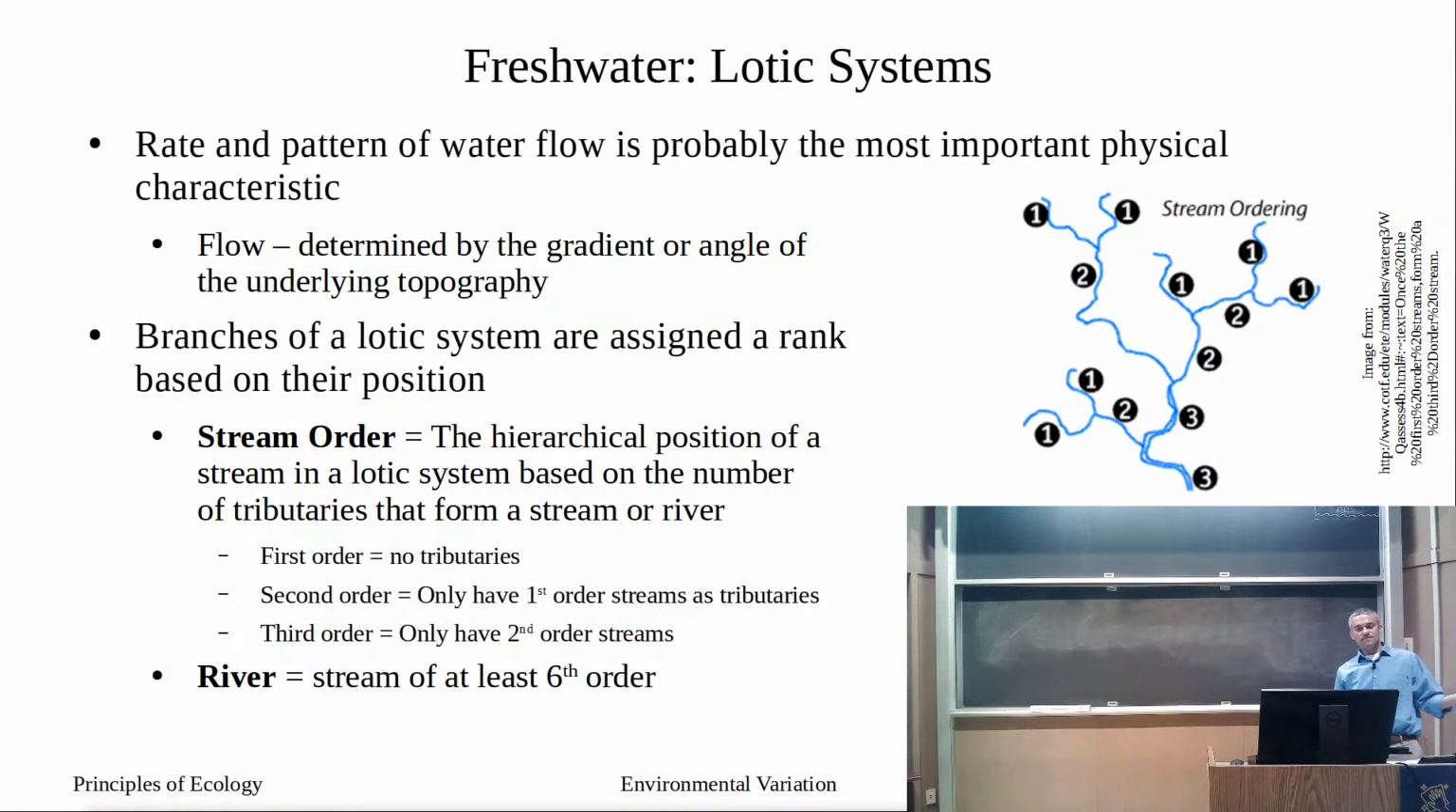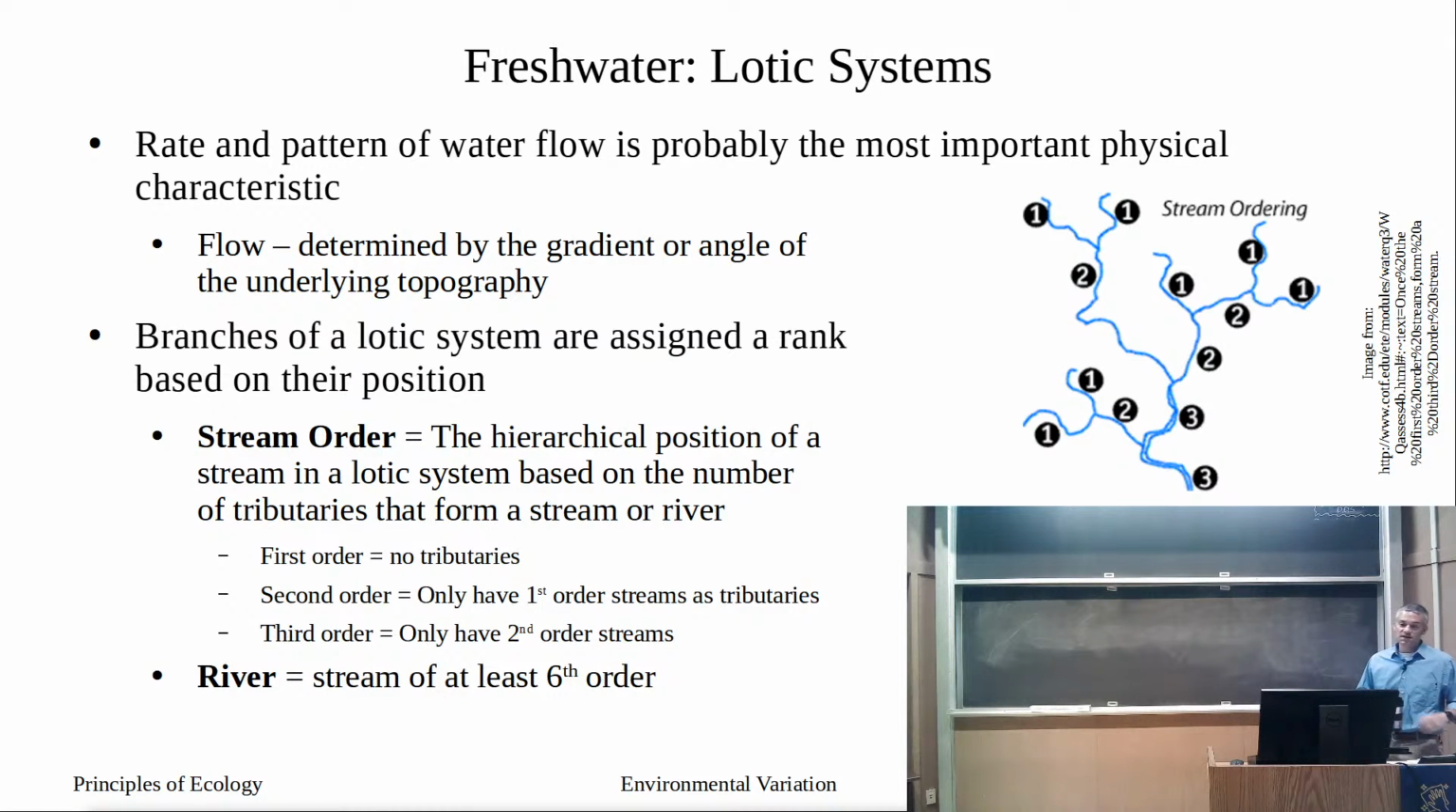At our most extreme is the waterfalls. At the least extreme, you're dealing with lowland rivers where the water just looks completely still. Now, in these systems, we can assign the individual streams and rivers a rank. And this ranking system is called the stream order. The stream order is a hierarchical position of a stream in a lotic system based on the number of tributaries that form a stream or river. And I pulled this image off of a website, give you the link. If I don't provide a link or source, usually it's from the textbook or it's provided by the textbook company.